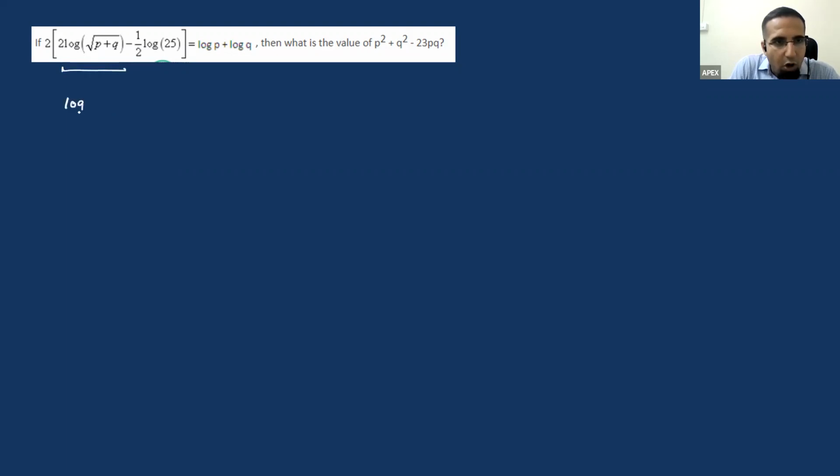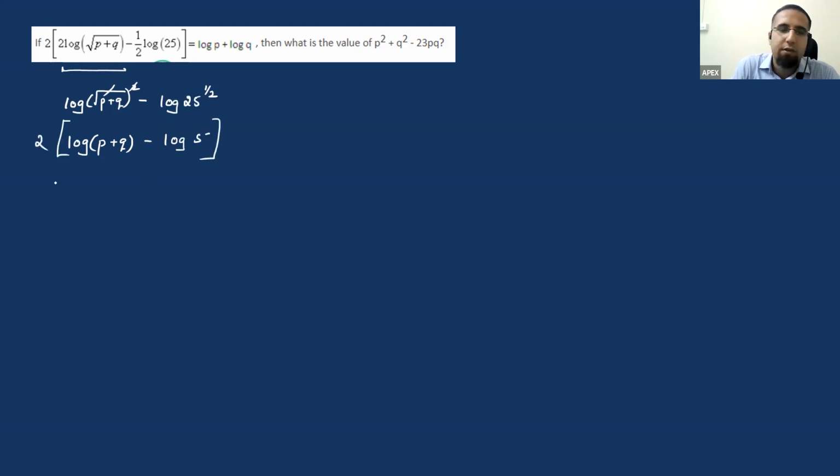So this can be written as log of (root p plus q) whole square minus, this can be written as log 25 to the power 1 by 2. So if I simplify, this part becomes log, square and root get cancelled, that is p plus q, minus root over 25, this becomes log 5. And this whole thing has a 2 outside it. So I can further write this as log (p plus q) by 5 inside it, clear? And I have 2 log (p plus q) by 5 here.